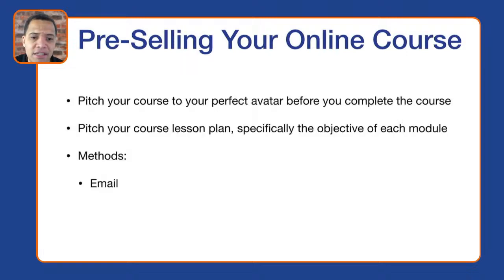Now, some methods that we actually use, right? One of the methods that we're going to be using is email. If you have a list greater than 1,000 people of leads and current customers, use your email. Start selling there. If you can't sell a course to your current customers or leads, then maybe either your marketing's not that great, or maybe it's just not something you should be doing.